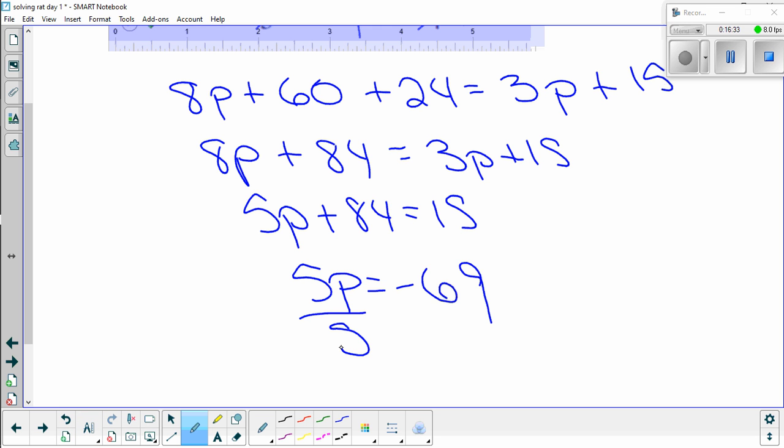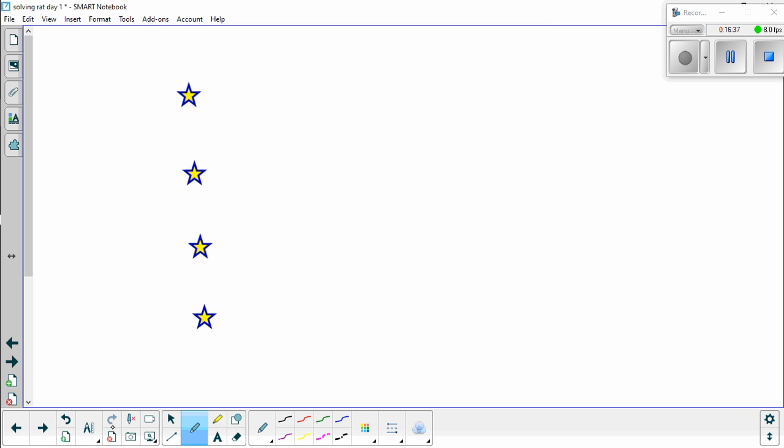Divide by 5, divide by 5. There you go. You literally can't do that with freshmen. You literally cannot have that number with freshmen.